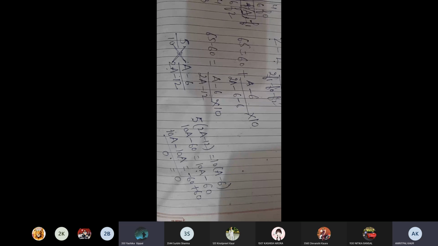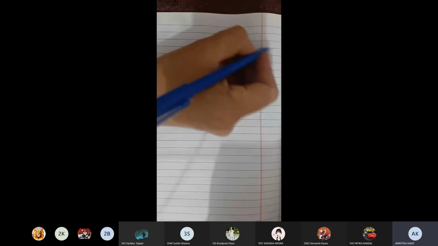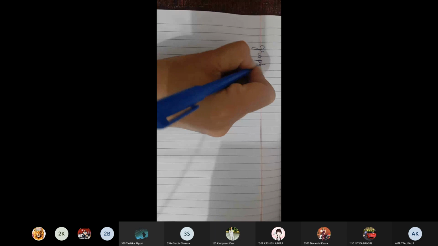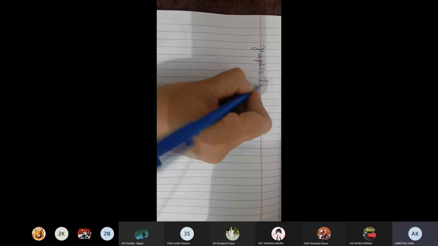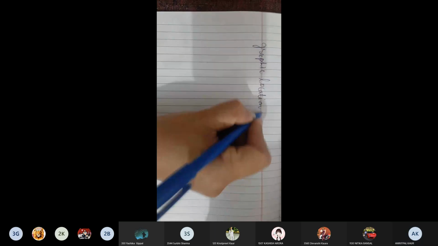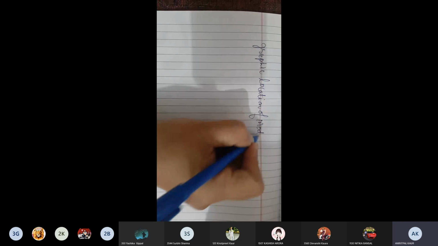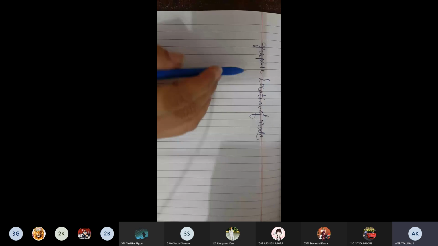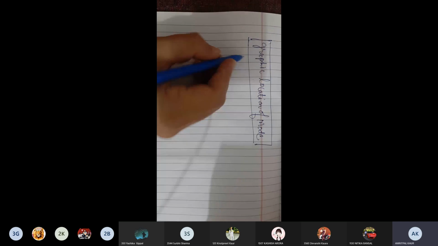Okay, fine. So the last topic from the mode chapter is how we can find the value of mode graphically. How to locate the value of mode graphically. Graphic location of mode. We can find the median graphically by drawing an ogive, less than ogive and more than ogive. Same way we can find the value of mode by drawing a histogram.